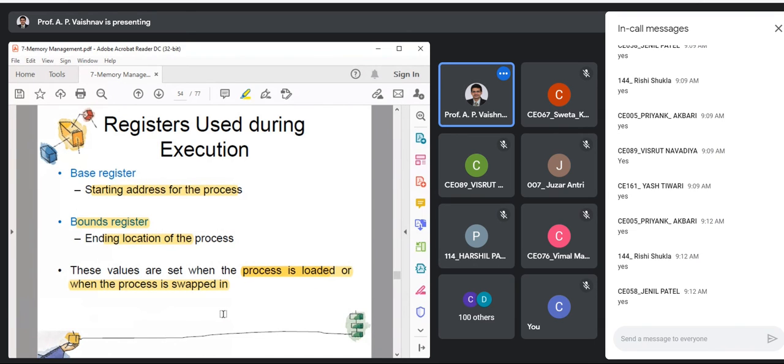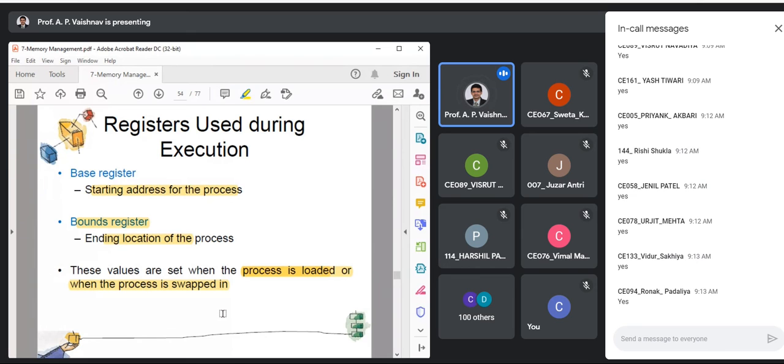Until that point, there is no point of loading the registers, right? Unless you have a process in main memory, there is no point in having these values. So after your process P1 is loaded into main memory, you store the starting address into the base register and the ending stack address into the bound register. Is that fine? And wherever it is swapped out and swapped back in, do we have to repeat the same task?